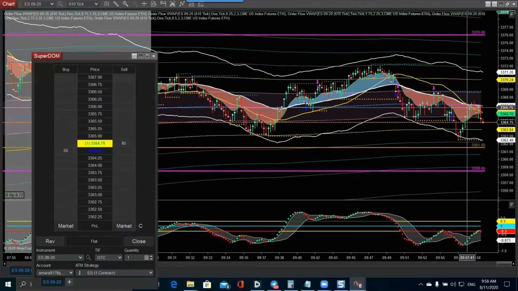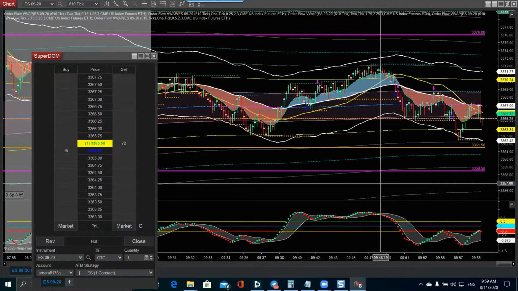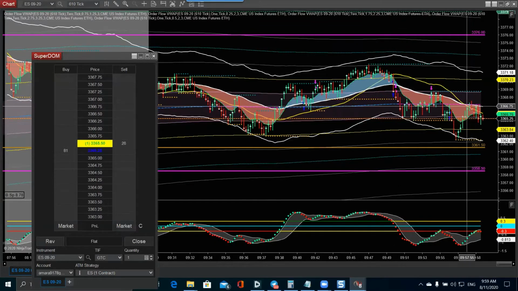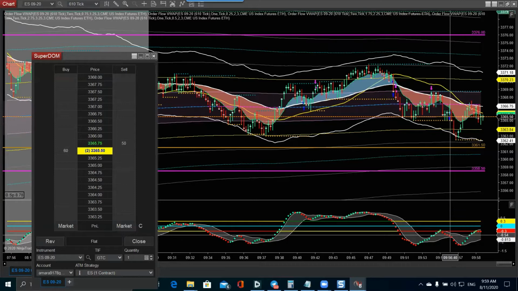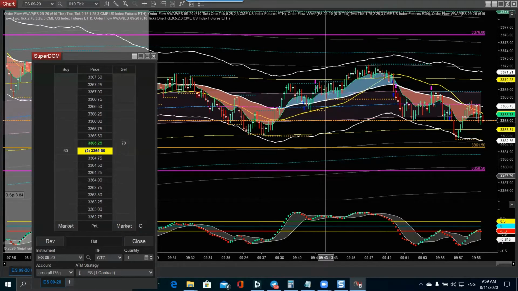Entry would have been right here, right? 66, 64, 75. You would have gotten your 2 points again. Again, if you're below the -3 when it hits the mid band there, you're good. That's pretty good. At least 2 points. You have strong momentum.